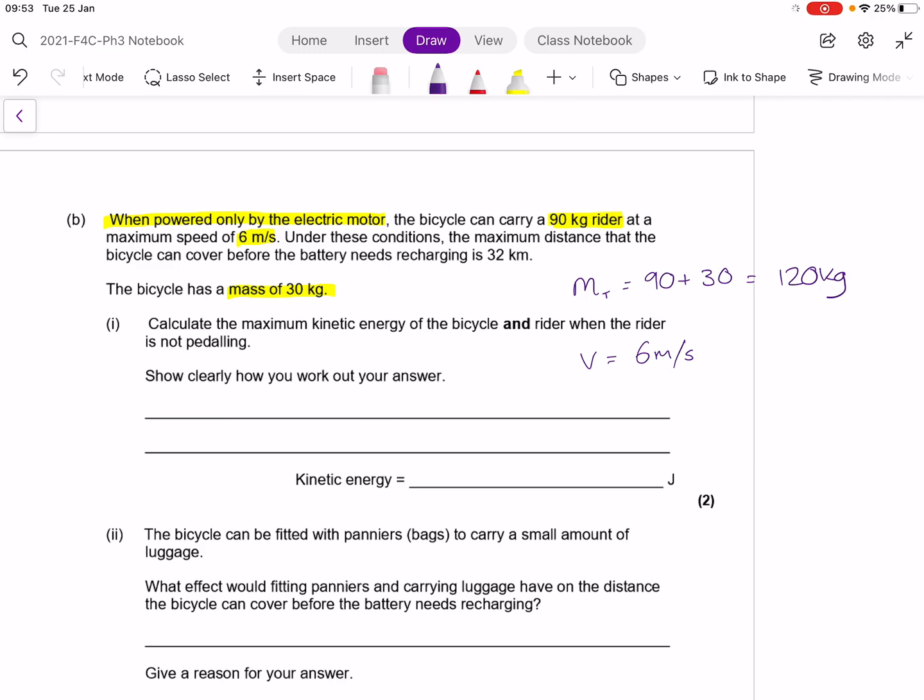I'm asked to find kinetic energy. Okay, so let's write down the equation for kinetic energy and see if we're good. KE equals half mv squared. Yeah, I've got m, I've got v, so we're good. So a half times 120 times 6 squared. And this gives me 0.5 times 120 times 6 squared, 2160. Check for significant figures. It doesn't say anything. I don't think it's important.